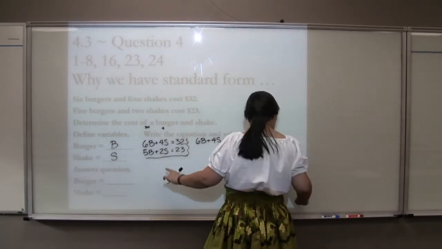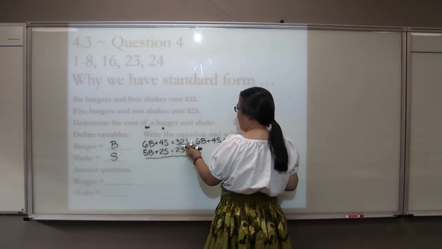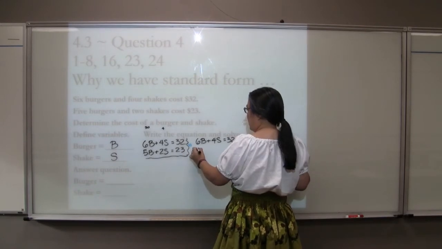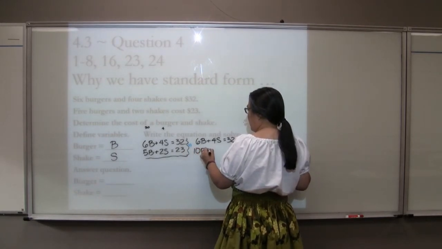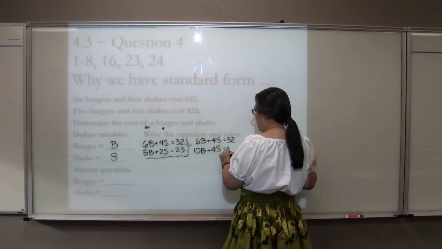To get this to be a 4, I'm going to multiply everything by 2. I'm going to multiply it in my head. If you need to show the work, you can. But we're going to multiply everything by 2. We're going to get 10B. We're going to get 4S. And we're going to get 46.